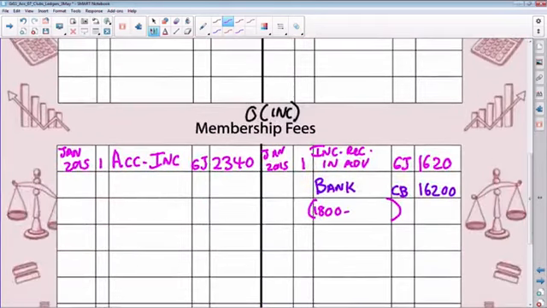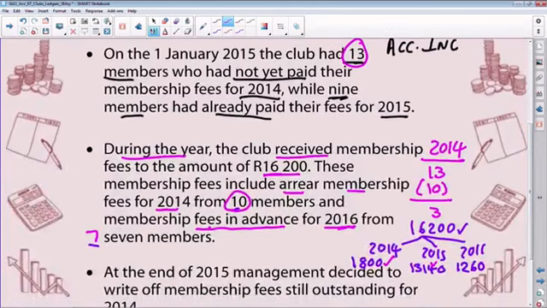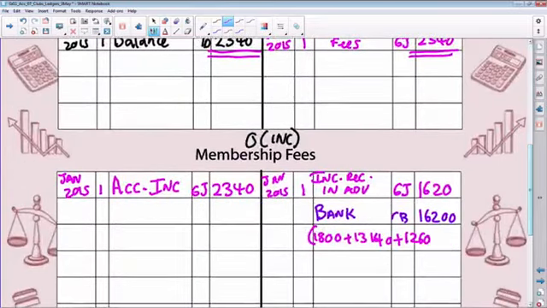So plus 13,140. And then for the following financial year, we had 1,260 belonging to the next financial year. So let's fill that in brackets. 1,260. Right, now why have I recorded this in brackets?